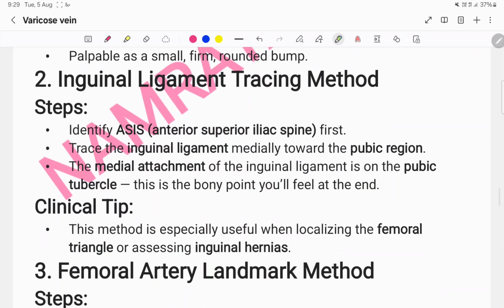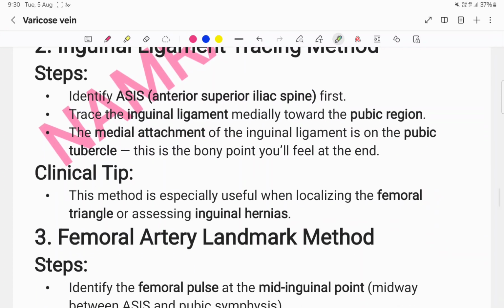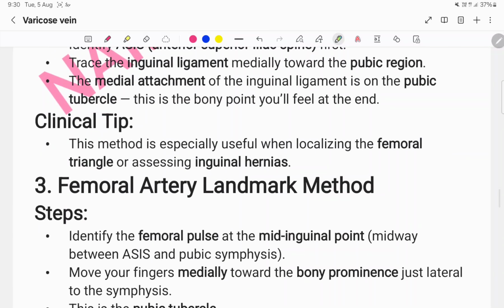Next is the inguinal ligament tracing method. First, identify the anterior superior iliac spine. Then trace the inguinal ligament medially towards the pubic region. The medial attachment of the inguinal ligament is on the pubic tubercle. So, tracing the ligament medially, we can find the pubic tubercle.